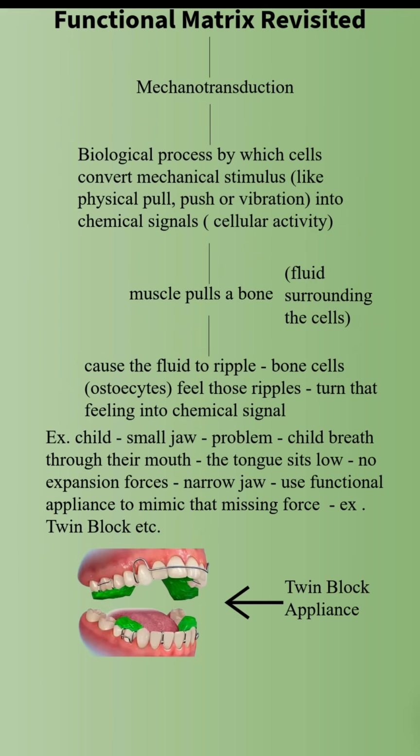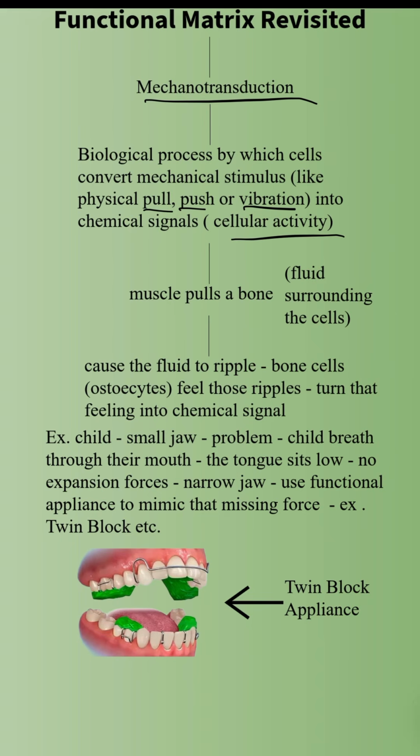So in the 1960s, Moss said that the muscle pulls and bone grows, but scientists asked how. Does the bone have ears? How does it hear the muscle pulling? Moss revisited the theory and explained the ear of the bone, which is mechanotransduction. Mechanotransduction is a biological process by which cells convert mechanical stimuli like physical pull, push or vibration into chemical signals like cellular activity.